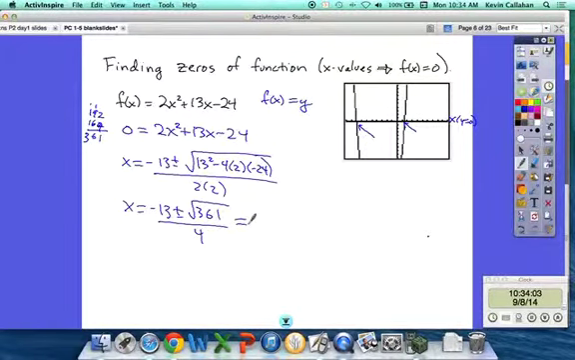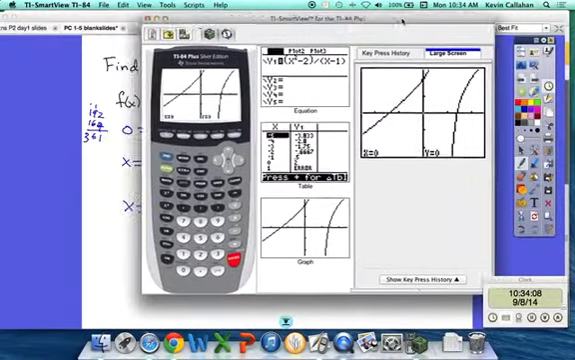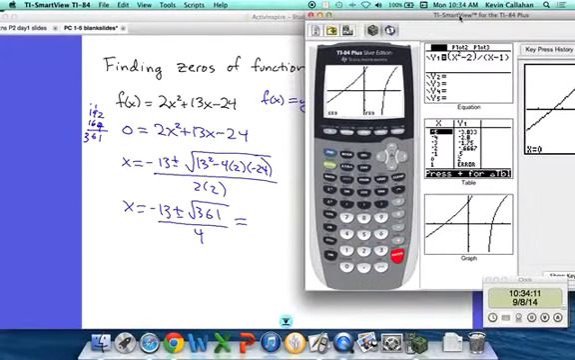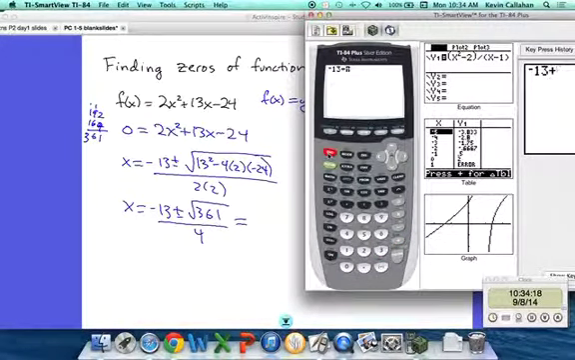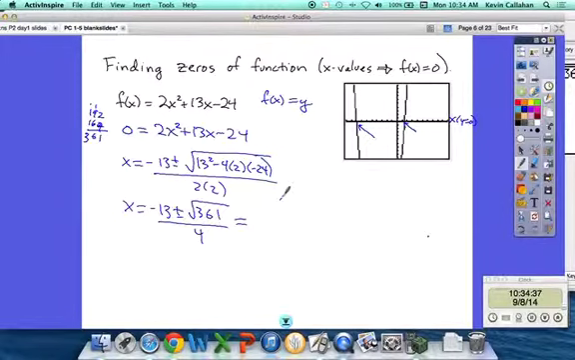And I don't know whether that is a perfect square, let's see, I'll use my calculator. Let's try second quit. Negative 13 plus second square root 361, divided by 4. Oh, 1.5. So let's look at our graph. 1.5, right? You could do the other one.